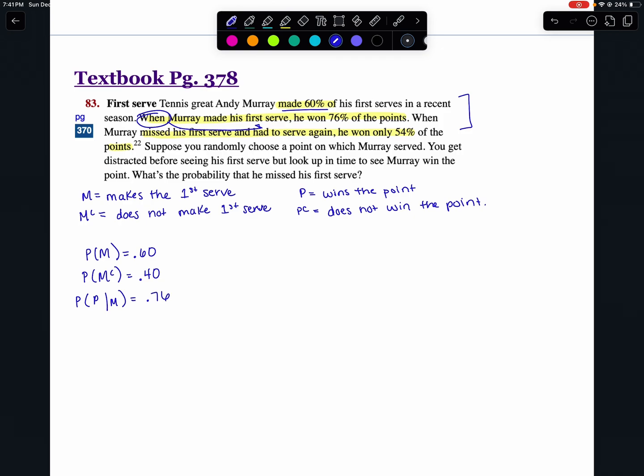Okay, when he missed the first serve, again, there's that hidden conditional. He has to serve again, and then he wins the point only 54% of the time. So I'm going to write that the given that is that he did not make the first serve, so M complement, and then the way that he gets the point is 0.54. So when you're reading through and setting this up, you have two conditionals and then a probability, because those were the ones that were spelled out. That right there should trigger that you are going to do a Bayes' law tree diagram.